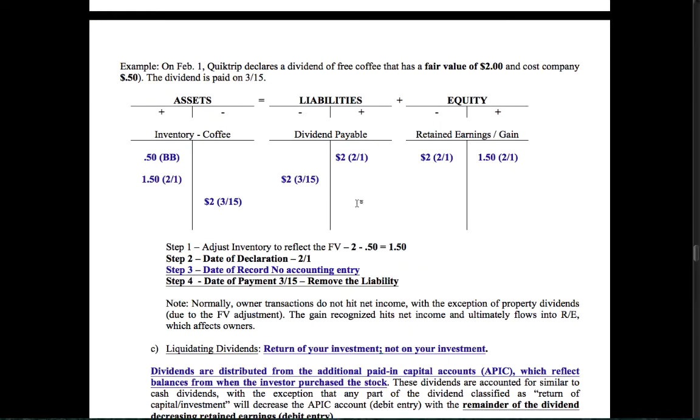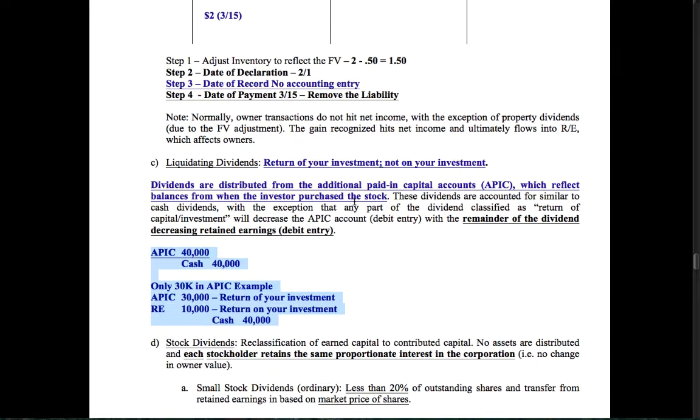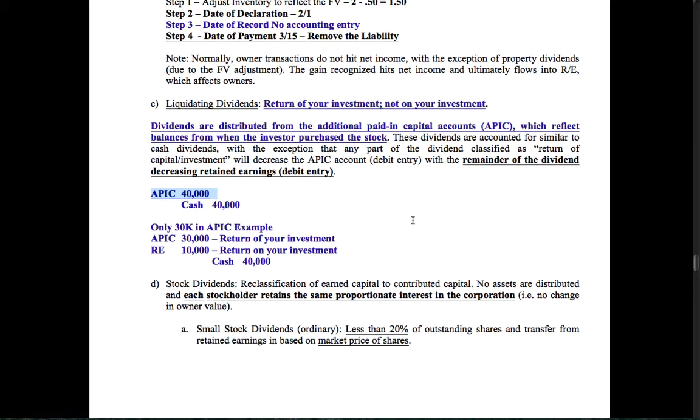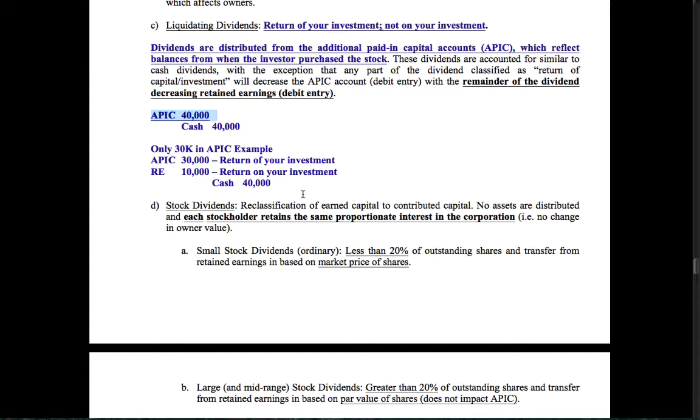All right, now let's move on. We just got done discussing liquidating dividends, and hopefully you can keep straight how they differ from other types of dividends. The main thing you need to remember is that it is a return of your investment, and that you first will debit your additional paid in capital. Next, moving on to stock dividends.